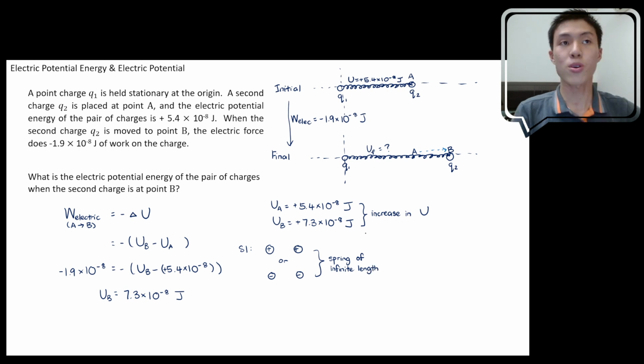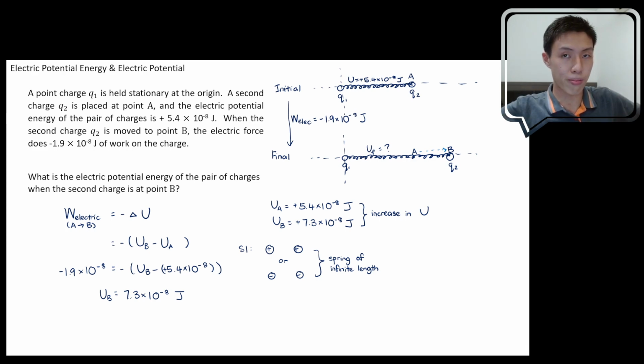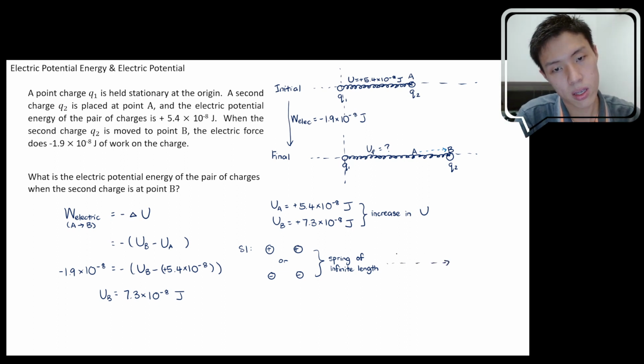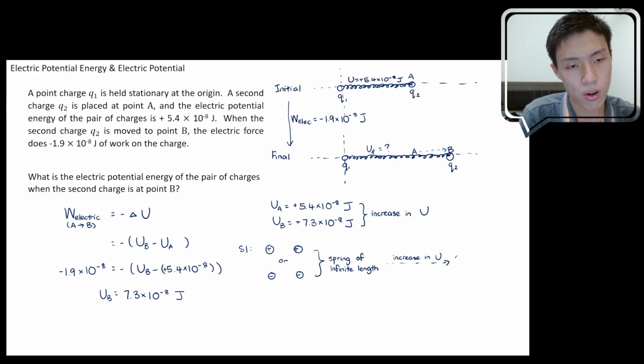Okay, so for a spring of infinite length, if you want to store energy, you compress it. Initially it was very long. To store energy, you want to compress it. So if you want to store more energy, in order to have an increase in U, if you want to increase your potential energy further, you have to compress more. Compressing more in this case means the charges get nearer.